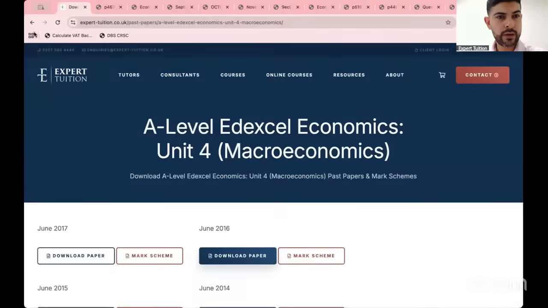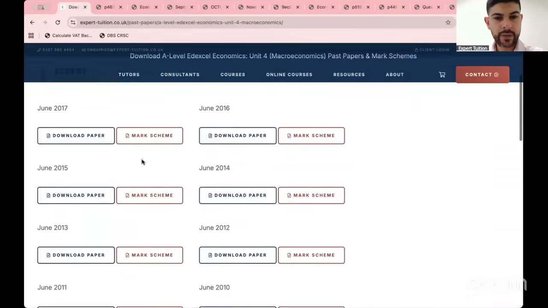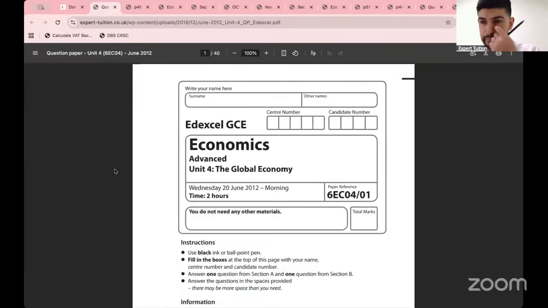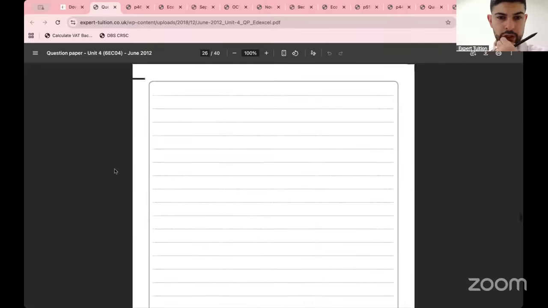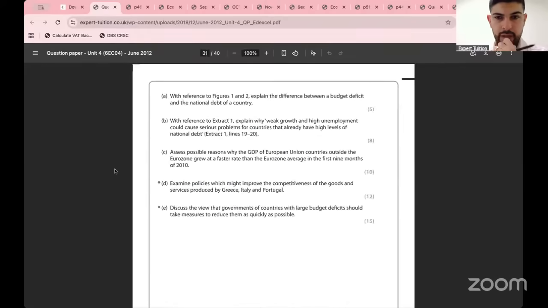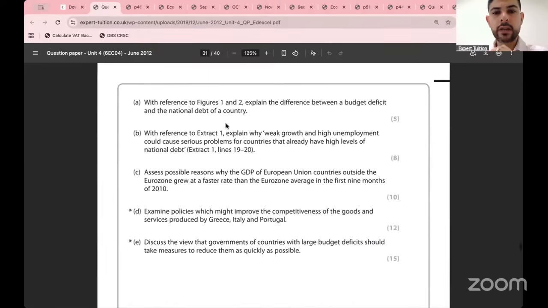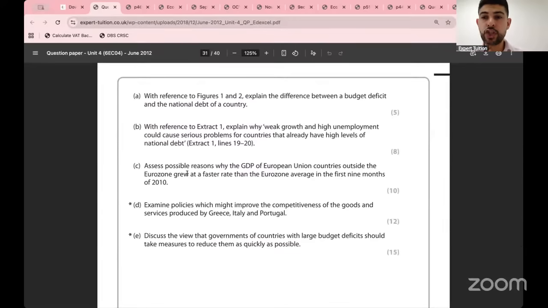If I now look at the 2012 paper, let's work it out. Oh, it was in the right place. June 2012 actually leads me quite nicely into the next topic. It had the following question. So, very quickly, a 10 marker says, assess possible reasons why the GDP of European Union countries outside the Eurozone grew at a faster rate than the Eurozone average in the first 9 months of 2010.